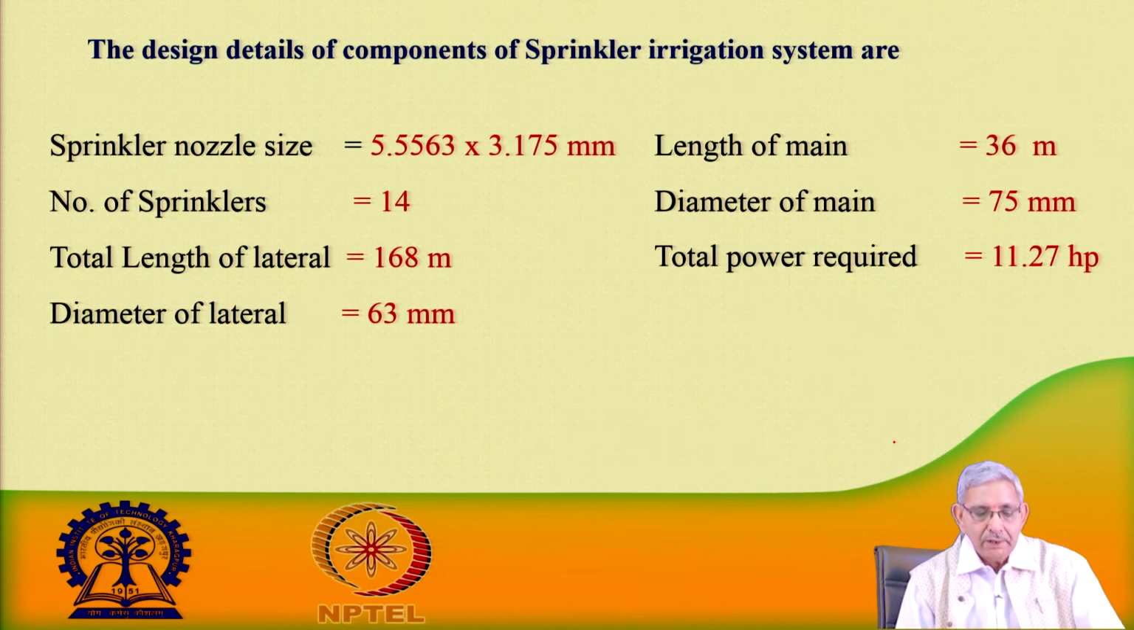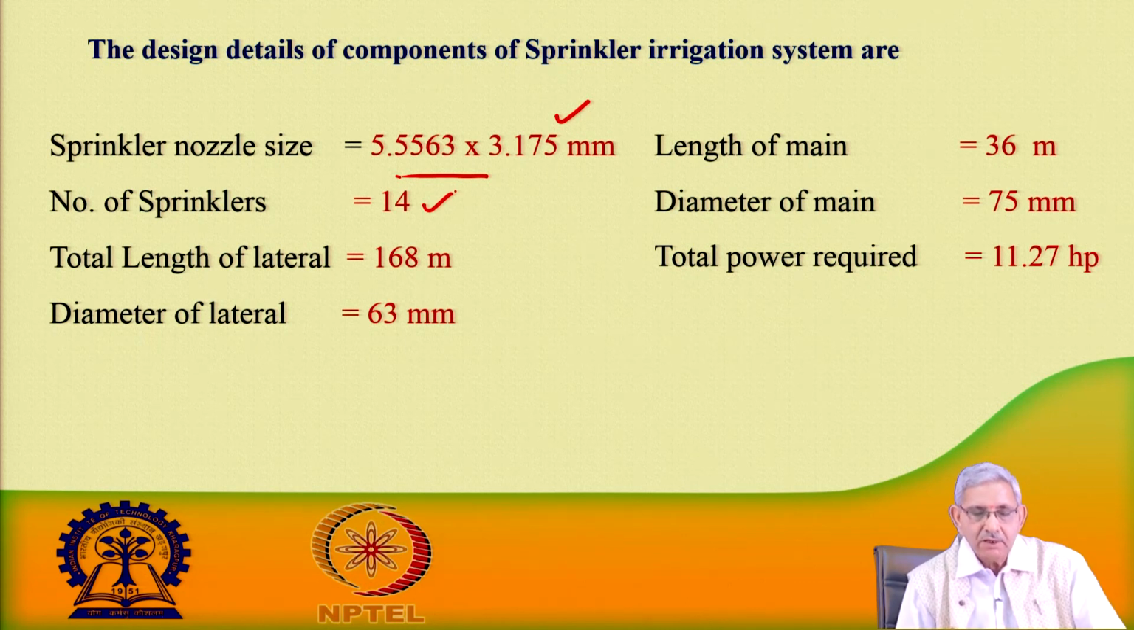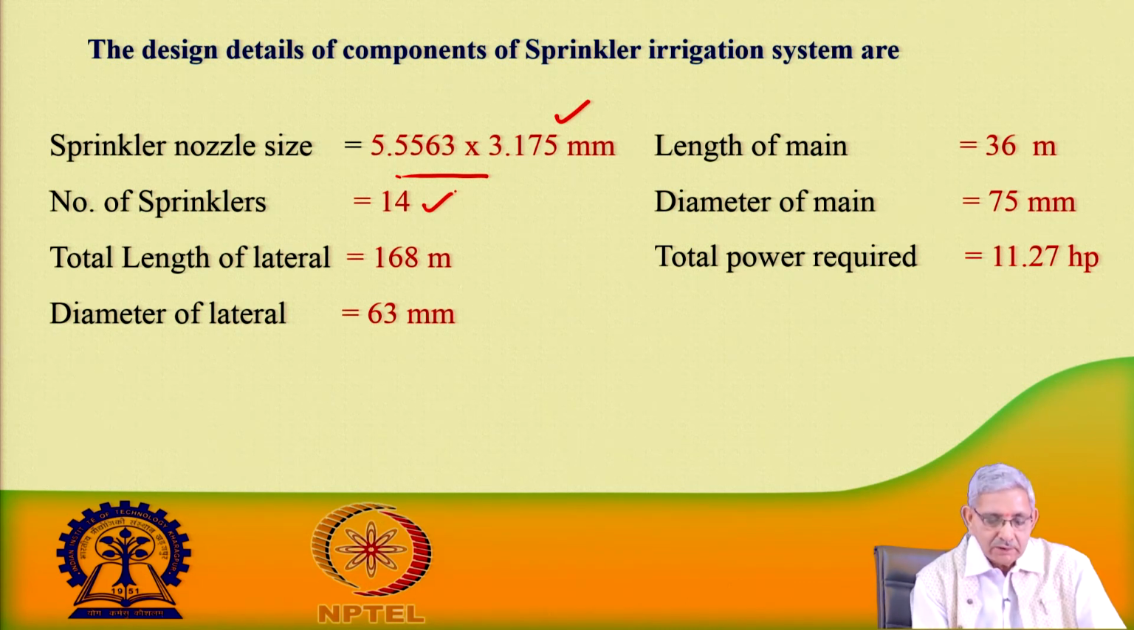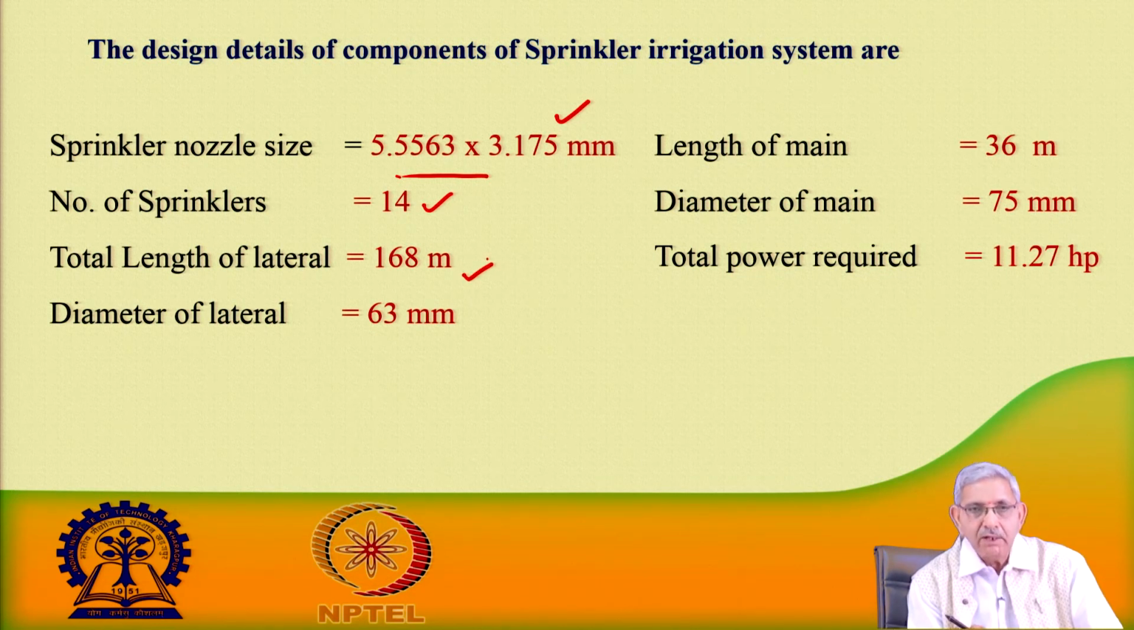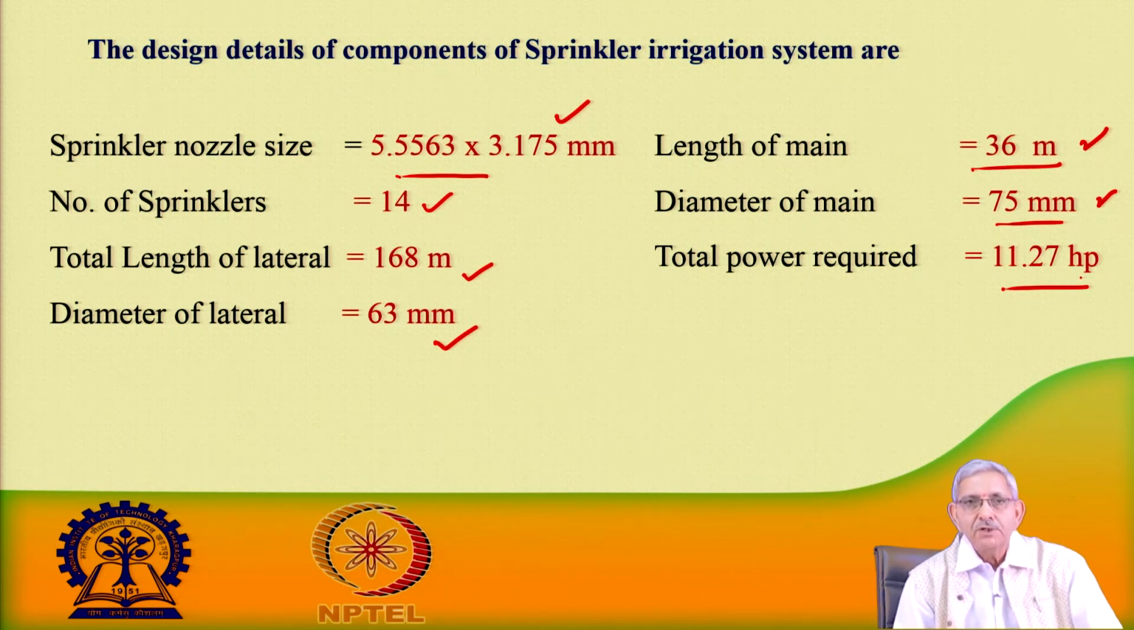So now we have worked out all these components. We have been given the sprinkler nozzle. We estimated that the number of sprinklers that can be operated is 14, the total length of the lateral pipeline is 84 into 2, that is 168 meter, and the diameter of the lateral pipeline is 63 millimeter. The length of the main pipeline is 36 meter, of 75 millimeter diameter, and the pump size is 11.27. So we worked out one example.